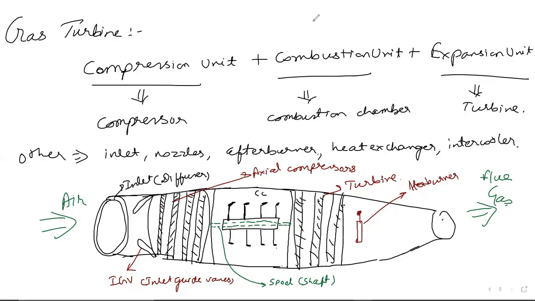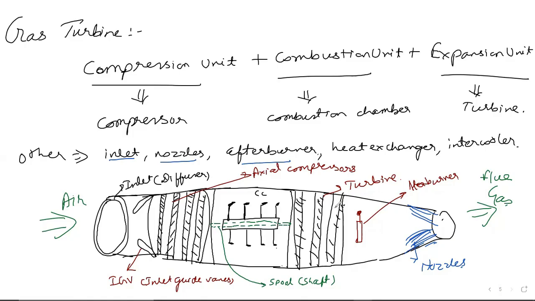In the previous case, there was the normal nozzle we have studied, or you can say converging-diverging, CD nozzles. But right now in this case, variable area nozzles are there. They can decrease or increase their area. So this will be basically the whole case. Now there are various other things. Inlet, nozzles, afterburner, heat exchanger and intercooler.